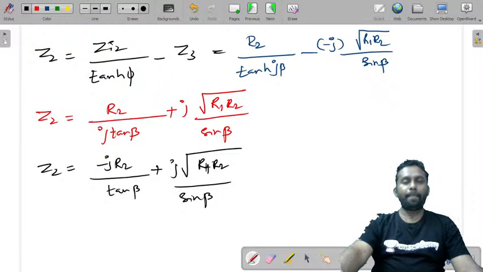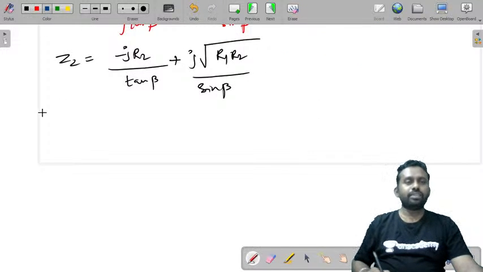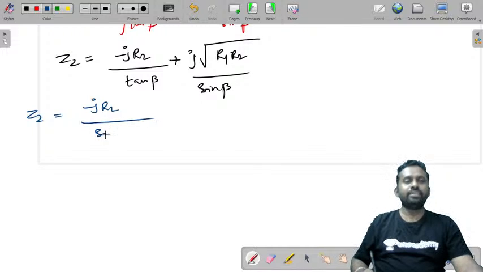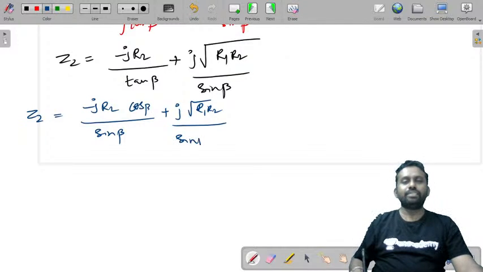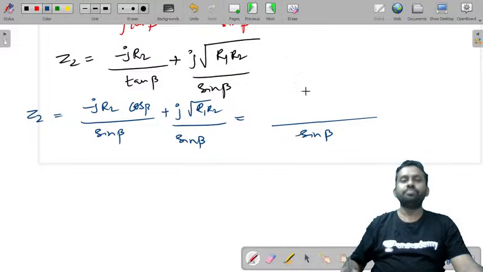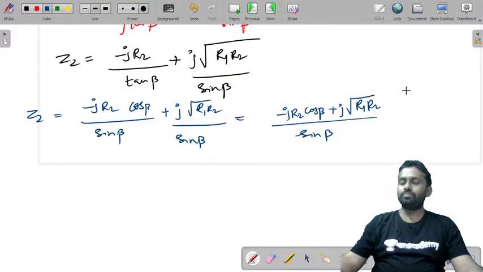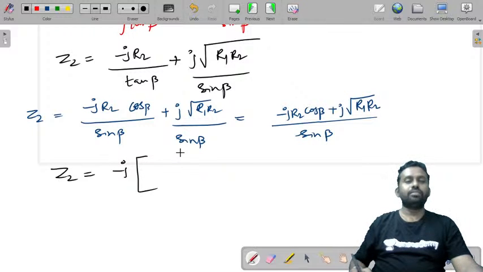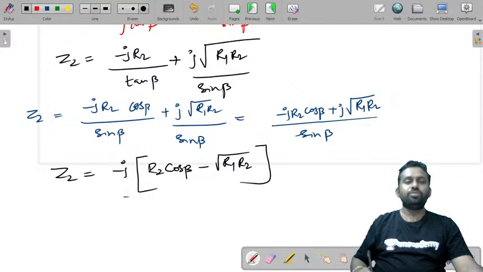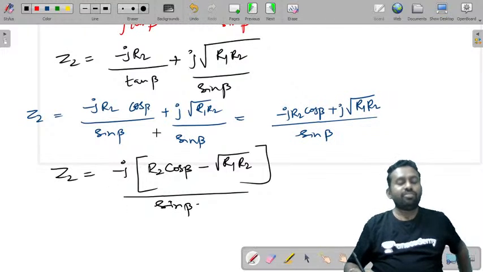You can take LCM and also write this as, what is tan β? You can write Z2 is equal to −jR2 by sin β by cos β plus j√(R1R2)/sin β. Can we take LCM of sin β and write this as −jR2 cos β plus j√(R1R2), and you can also write this as Z2 equal to, if you just take common −j, (R2 cos β − √(R1R2))/sin β. So this is the value of Z2.